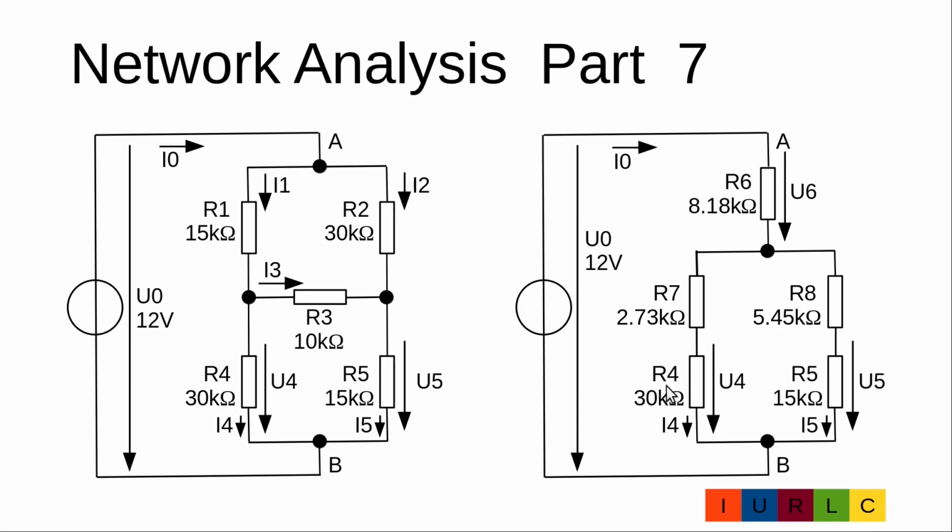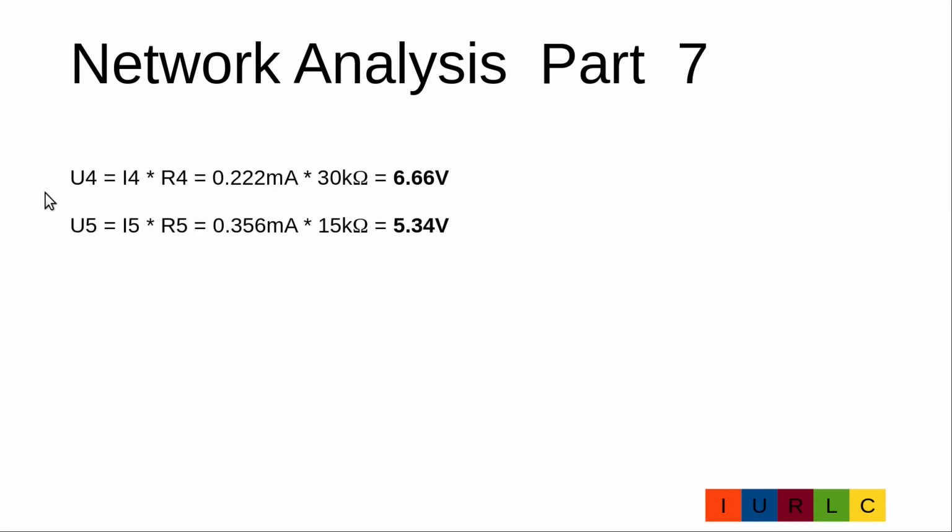Now we can calculate U4 and U5. U4 is I4 times R4, U5 is I5 times R5. With concrete numbers we get U4 is 6.66 volt and U5 is 5.34 volt.